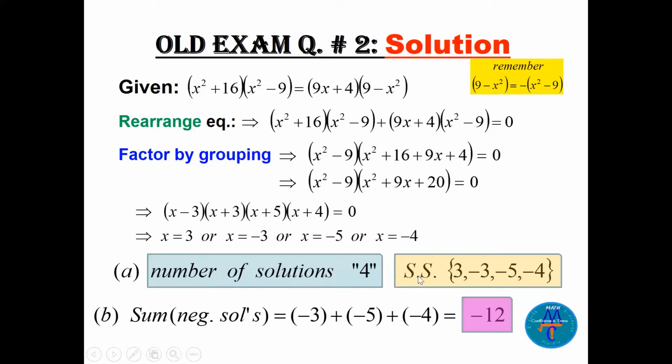The solutions are 3, minus 3, minus 5, minus 4. Find the sum of the negatives. Just take the negatives: minus 3, minus 5, minus 4, which is minus 12 as the sum. You can review that, please.